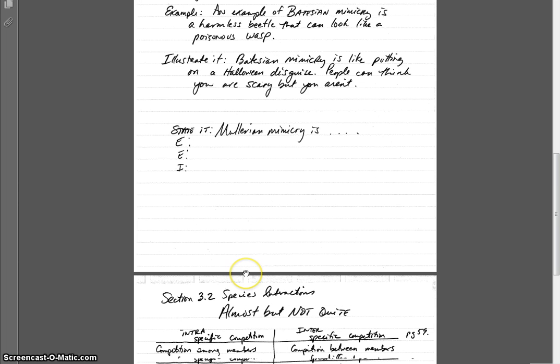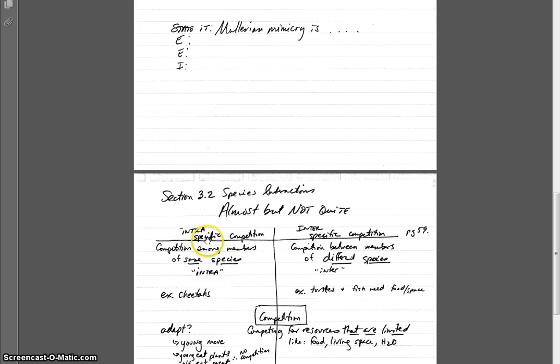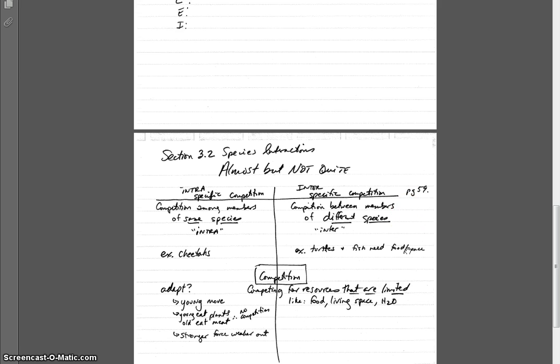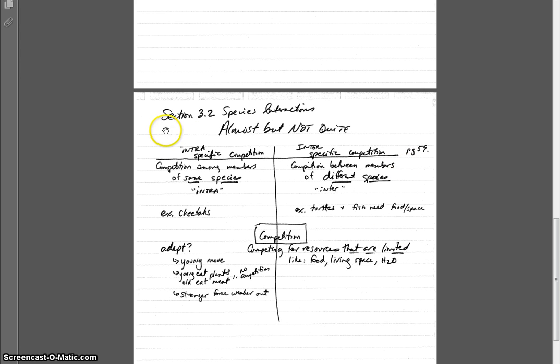So if we go down, I took those first two, intraspecific competition and interspecific competition. That's from section 3.2 on species interactions. This is an almost but not quite. I made a table. So if you had 3 or 4 terms, which you'll have in the next one, you'll just put 4 columns, right?